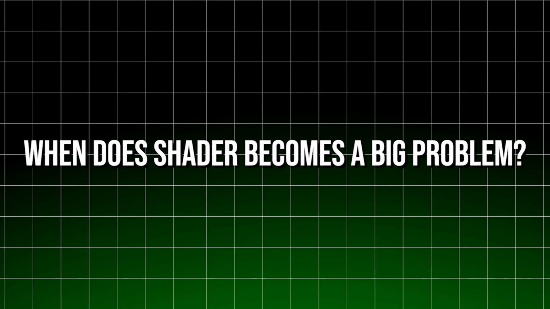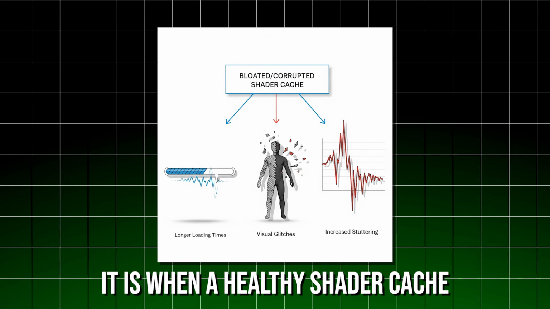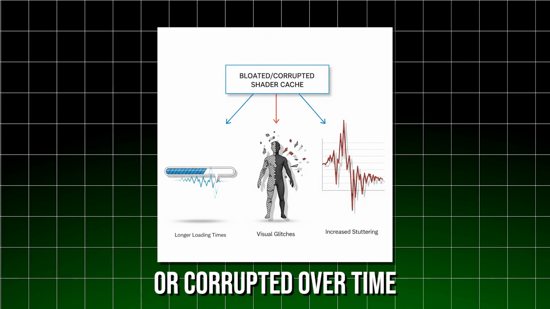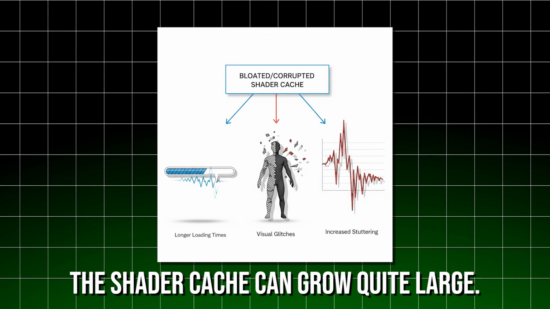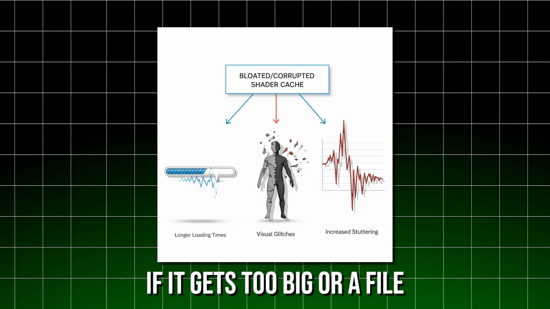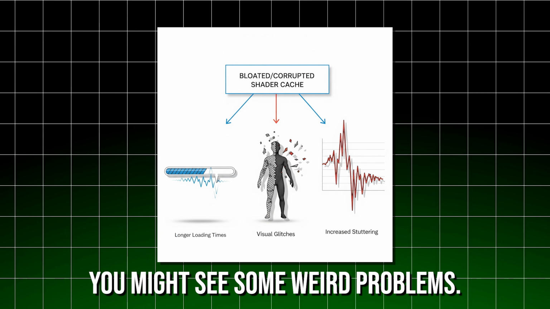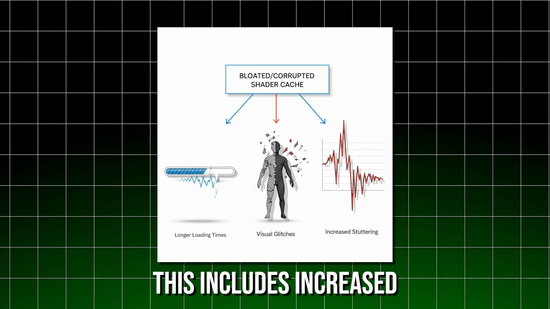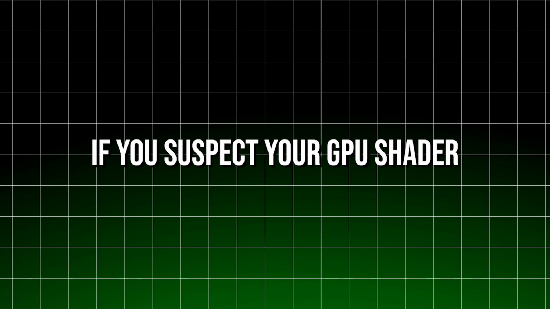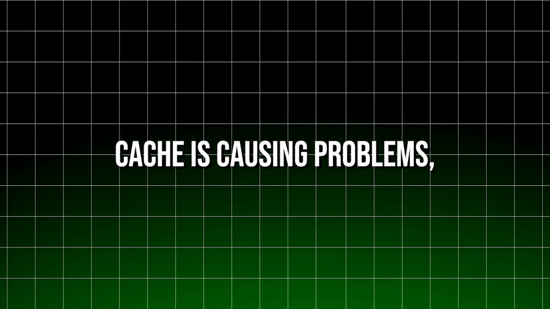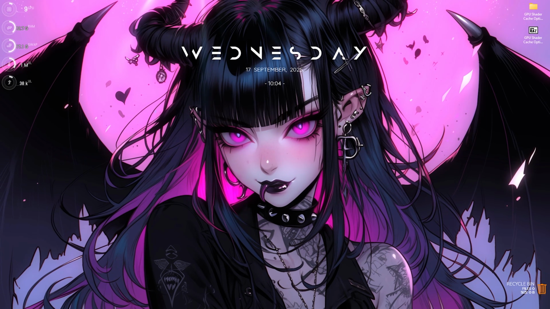And when does this become a big problem? It is when a healthy shader cache becomes bloated or corrupted. Over time, especially if you play many different games, the shader cache can grow quite large. If it gets too big or a file within it becomes corrupted, you might see some weird problems. This includes increased stuttering, visual glitches, and longer load times. If you suspect your GPU shader cache is causing problems, the simple solution is to clear it. And here is how you can do it.